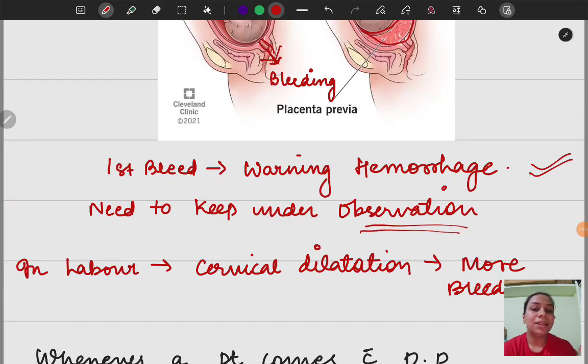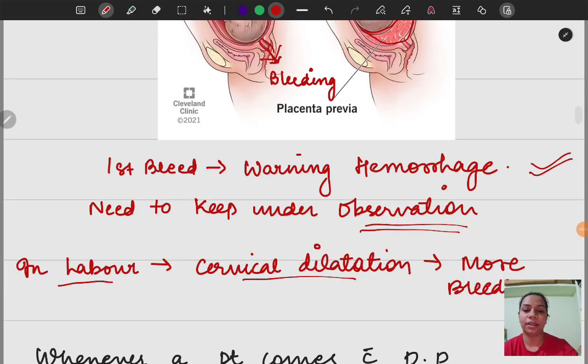So it doesn't mean that one time bleeding has occurred, that means next time it won't happen. You don't even know when next time it will happen and how much amount it will happen. So always a warning hemorrhage must be kept under observation. And in labor there will be cervical dilatation. If mother is in labor, cervical dilatation will occur, and in that case more bleeding will be there.